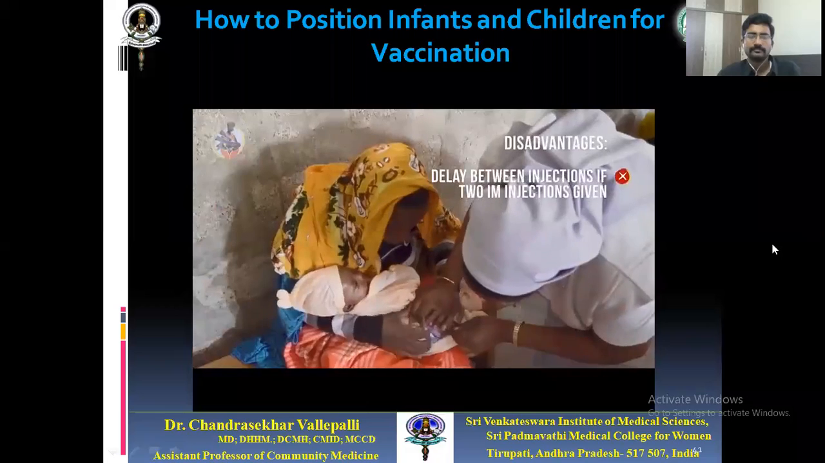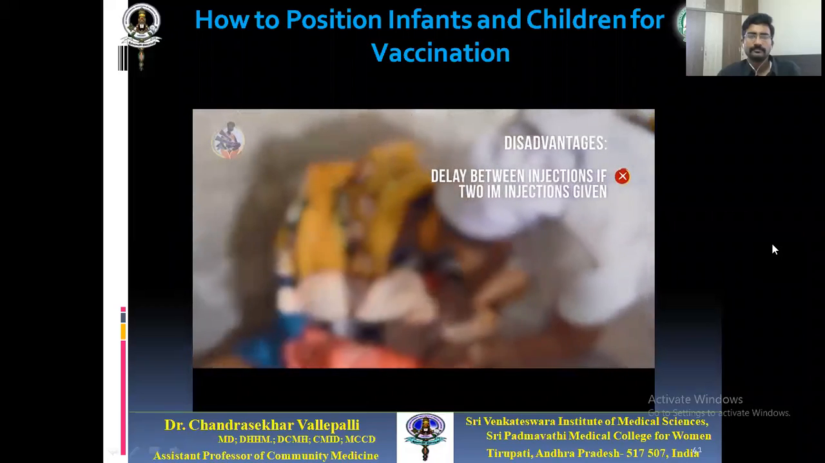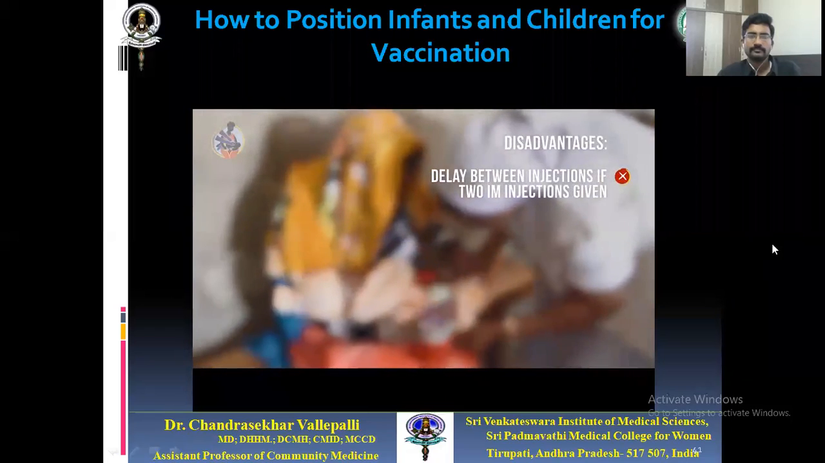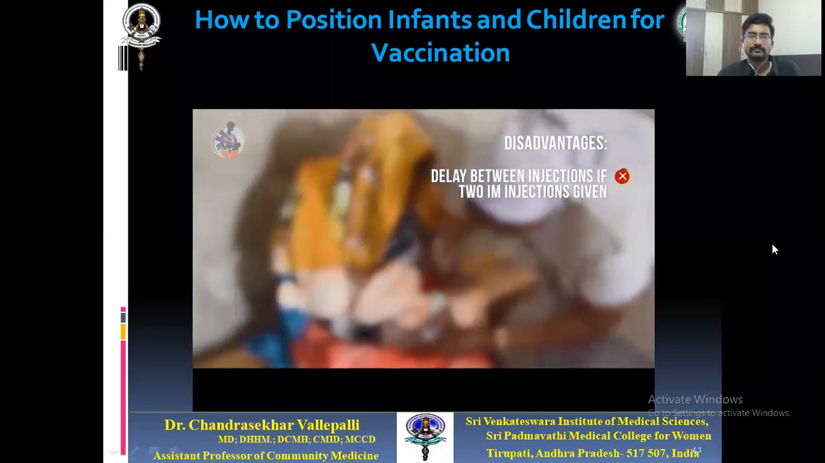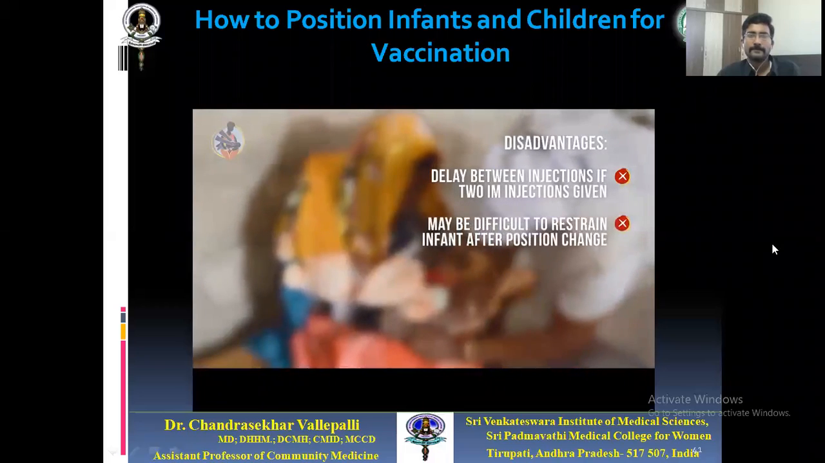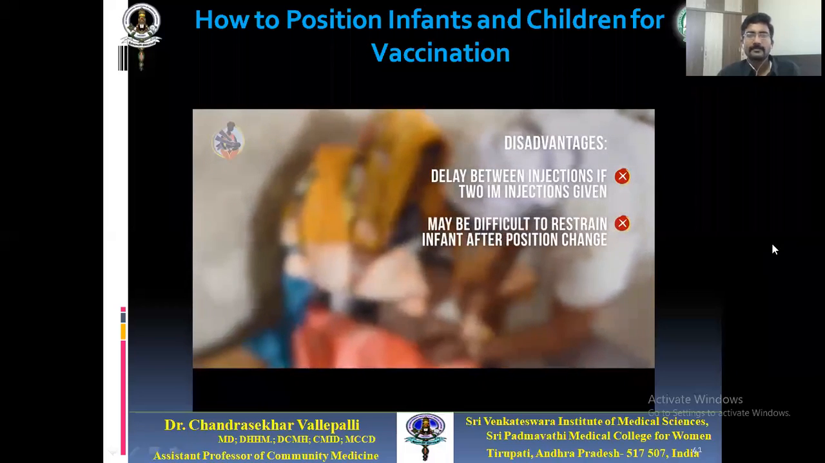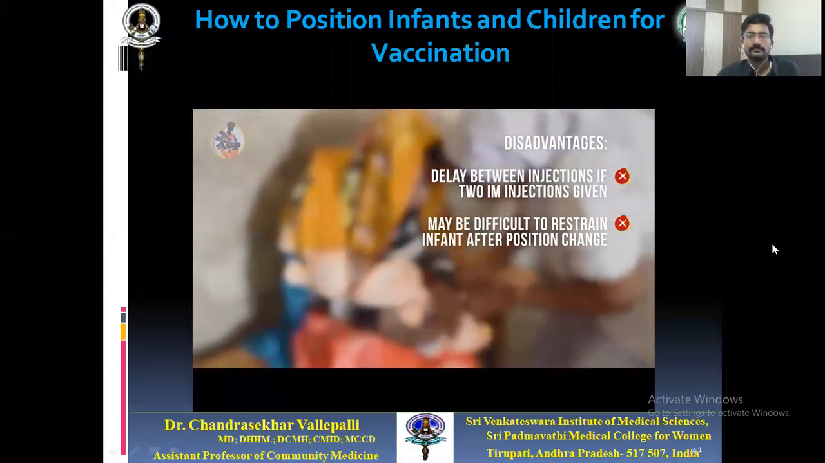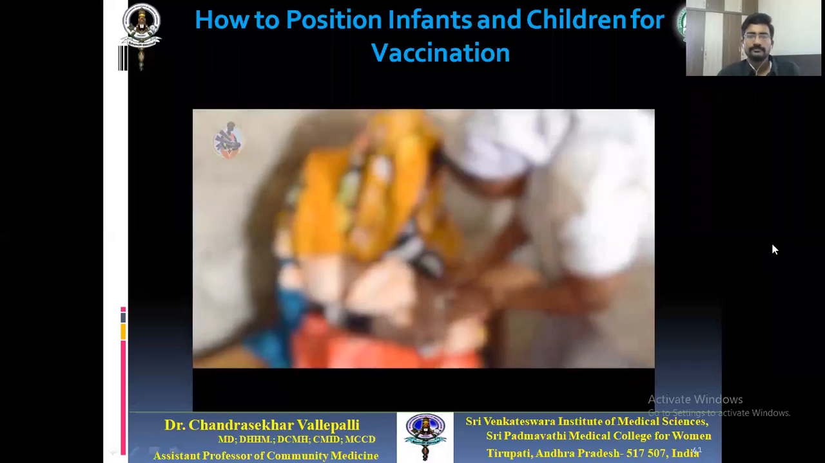The disadvantages are that there could be a delay between injections if 2 intramuscular injections are given, since they would need to be delivered in different thighs, and it can be difficult to restrain an infant after switching sides. It is best to avoid this position if 2 intramuscular injections must be given.